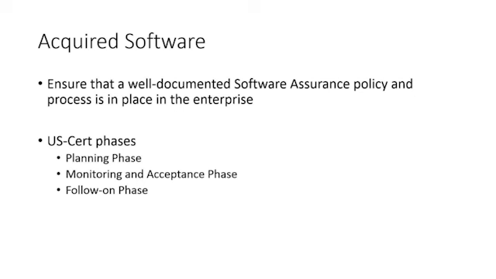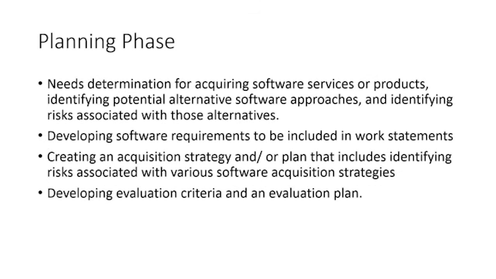Now, US-CERT, I went to their website and I looked, and they've got some phases out there as well that they go through. They have a planning phase, a monitoring and acceptance phase, and a follow-on phase. The planning phase needs determination for acquiring software services or products. It's going to identify potential alternative software approaches and identify risks associated with the alternatives of the software that we're trying to acquire.